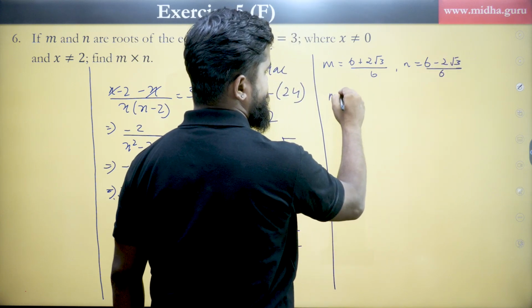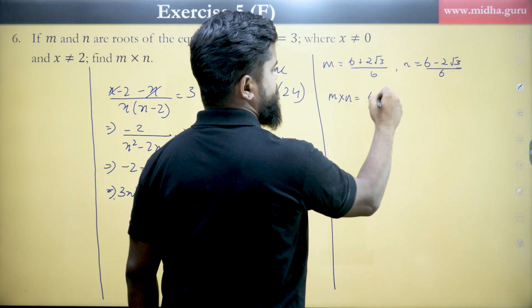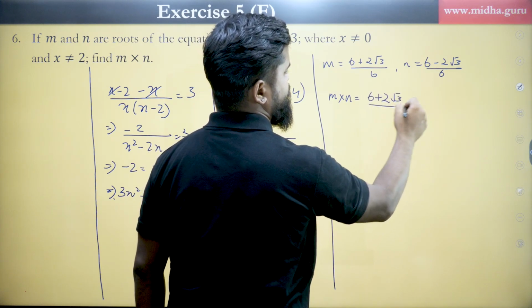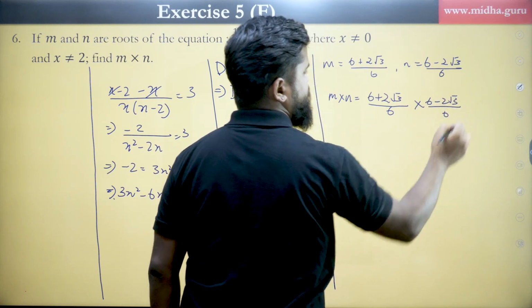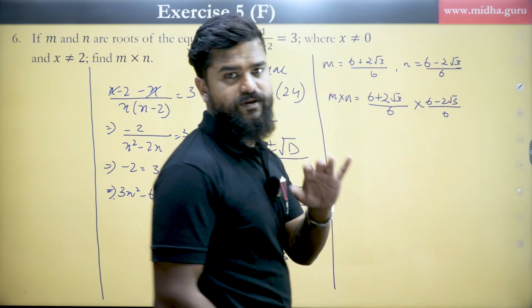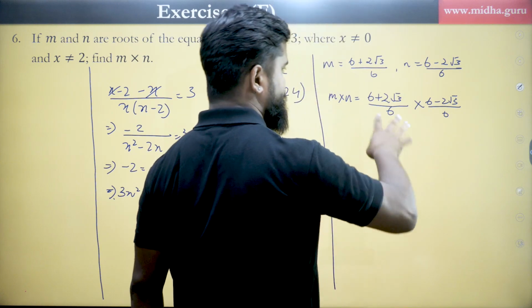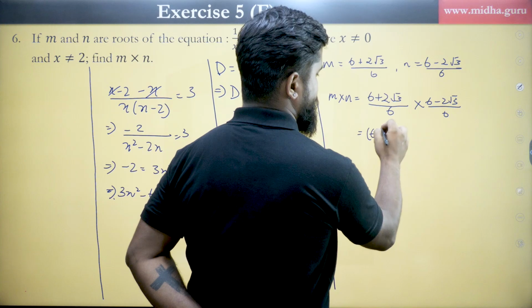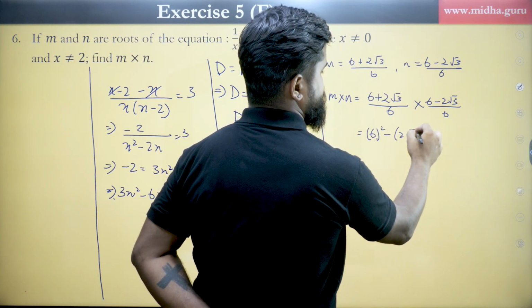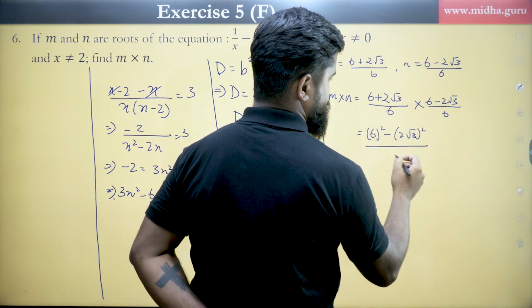Now we are supposed to find m into n, and that is 6 plus 2 root 3 into 6 minus 2 root 3, both by 6. Down here we have 6 into 6, that is 36. Simple as that. But up here if you look, it is a plus b into a minus b. So again it will become a square minus b square.